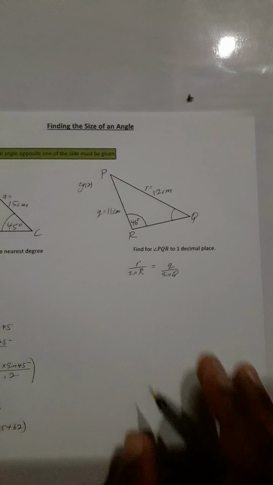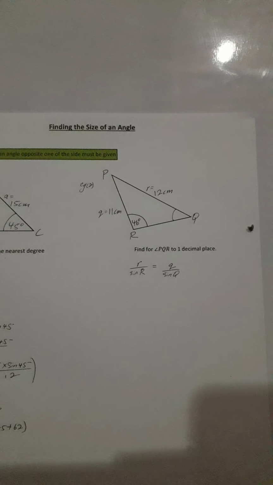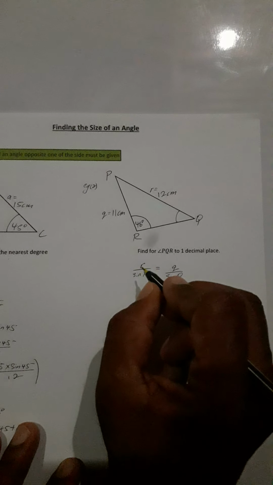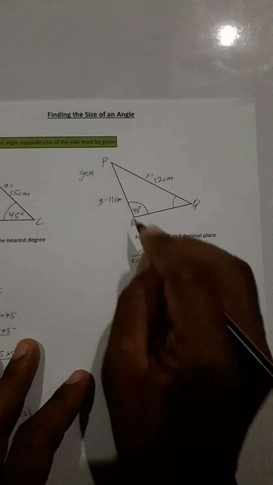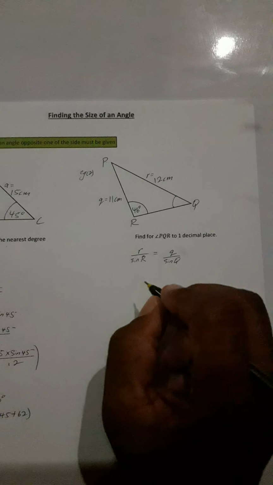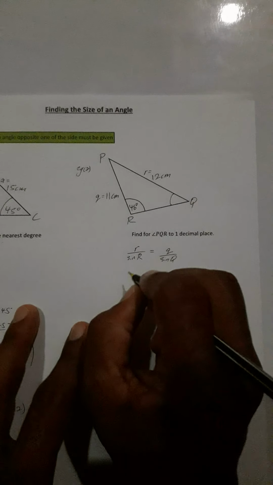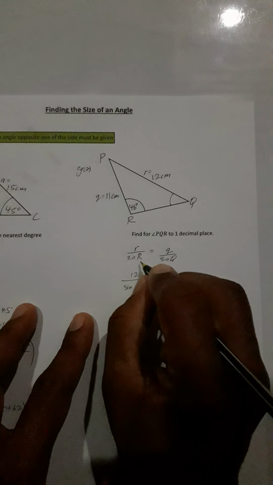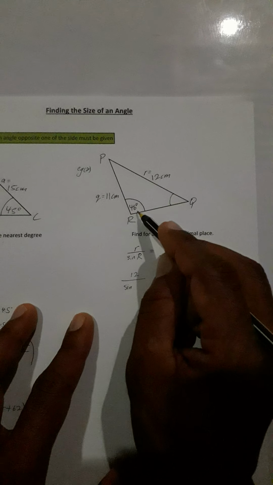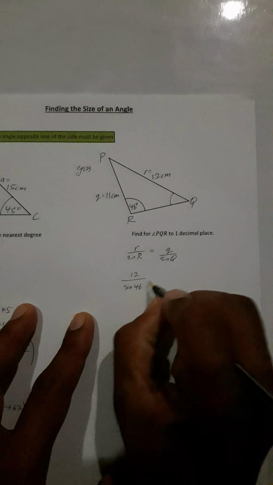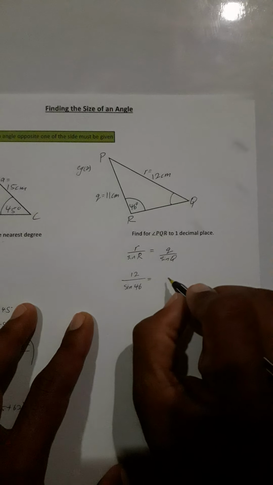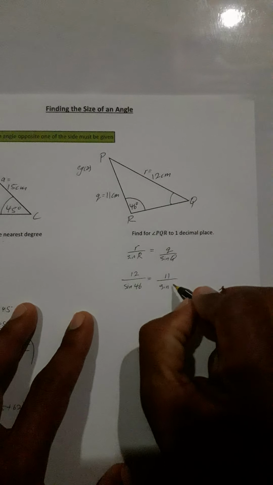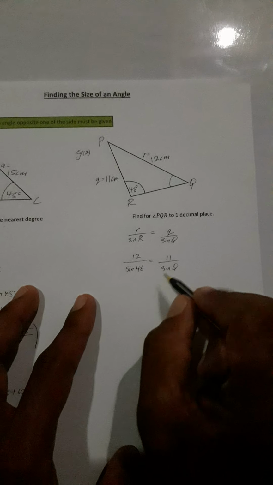So all we need to do now is to substitute. What do we have? The first thing there is r, which is 12. I have a little fly in the video. So we have 12 over sine R, which is angle R, that's 46. And q, which is 11, over sine Q. Well, this is unknown. We don't know this as yet. This is what we need to find.